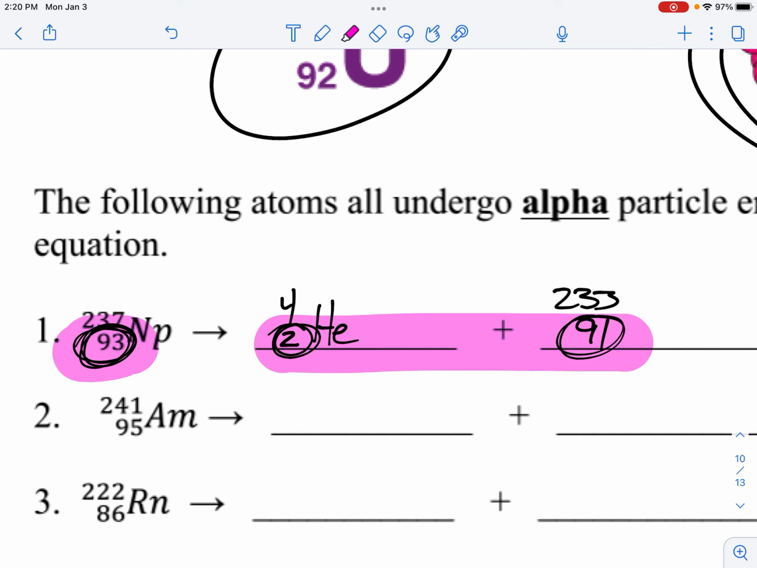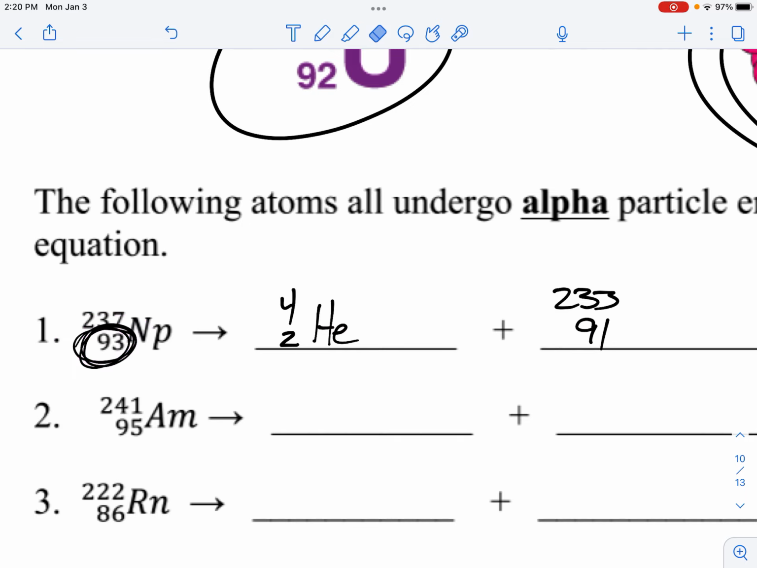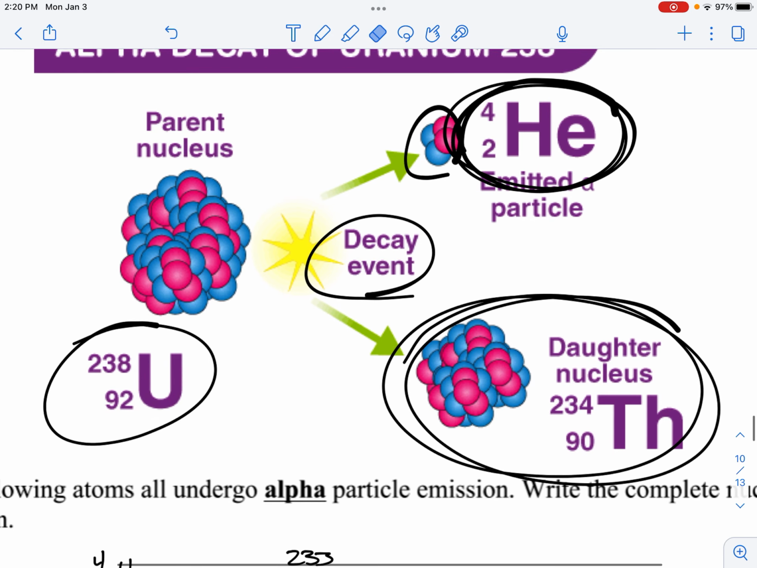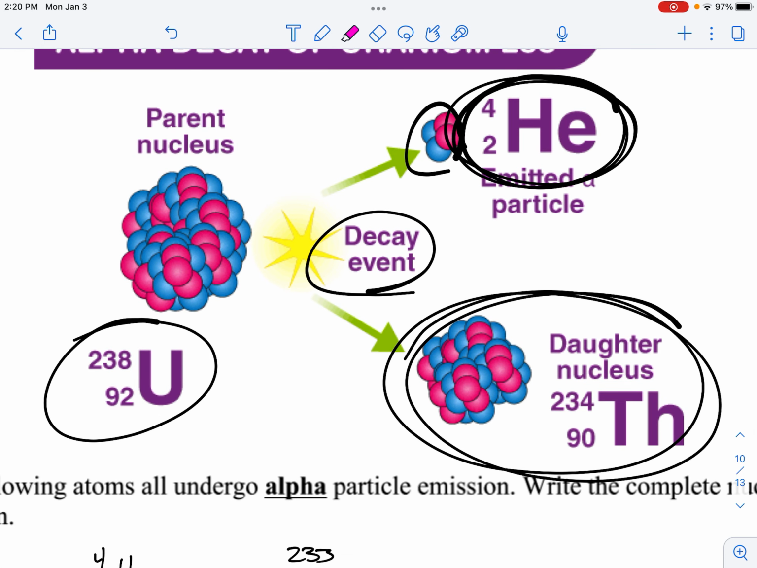Or to put it another way, everything that was here for my 93 is the same as everything that's over here. It's just been split up. So the 2 and the 91 go together to give me the 93. I just have to make sure that my numbers are the same on both sides. So if we go back up to the first example, the 238 was where I started. I gave off 4 because I gave off an alpha particle, and that gives me the 234, because the 4 and the 234 go together to give me the 238.